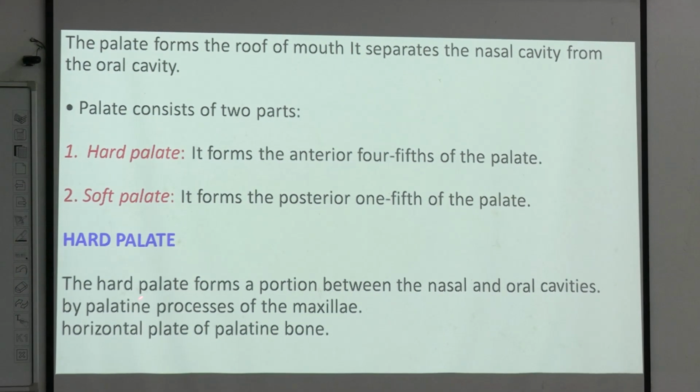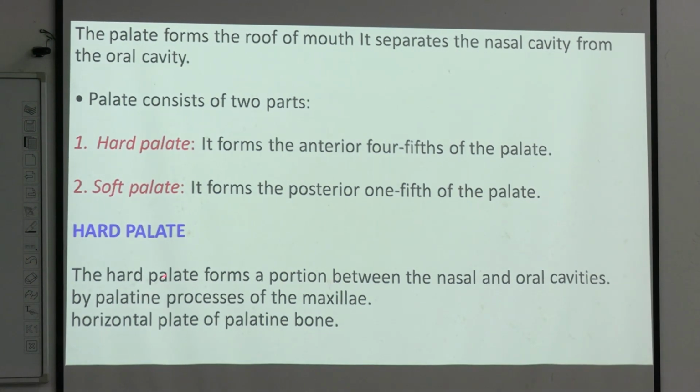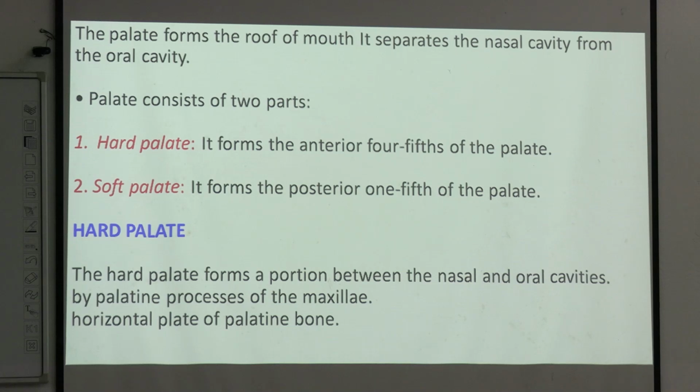Now, the hard palate is formed by bony parts. We call them the palatine process of the maxilla, and then we have another process, the horizontal plate of the palatine bone. This horizontal plate of the palatine bone, right side and left side, we call the palatal shelves in embryology, coming from the maxillary process.